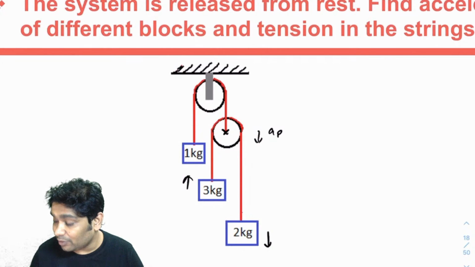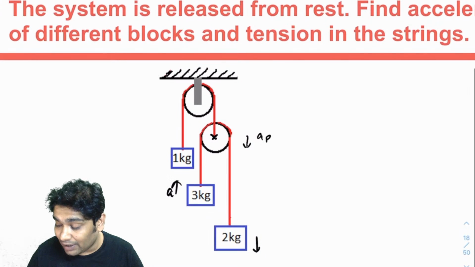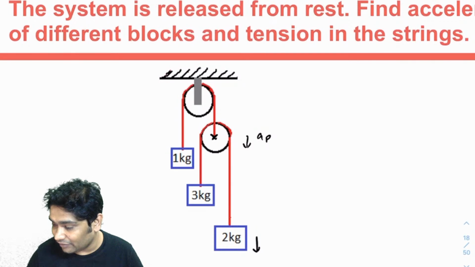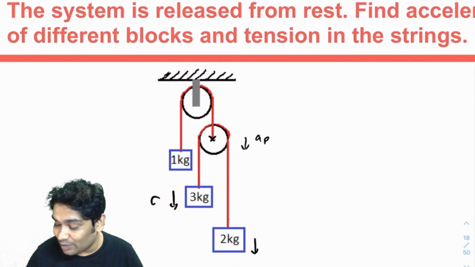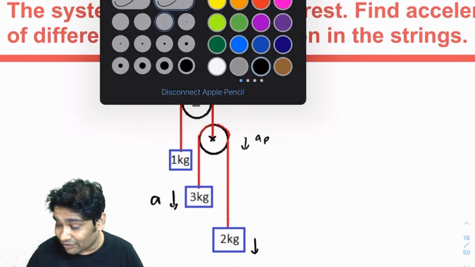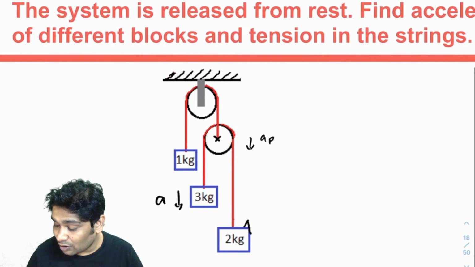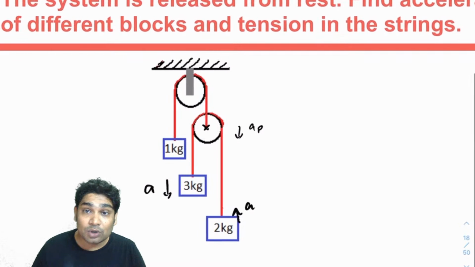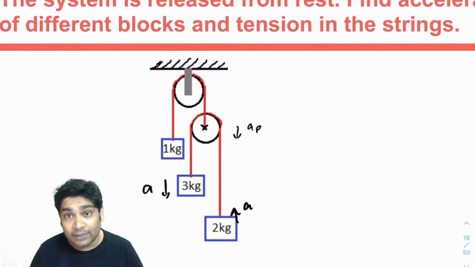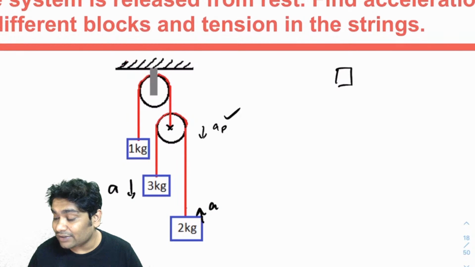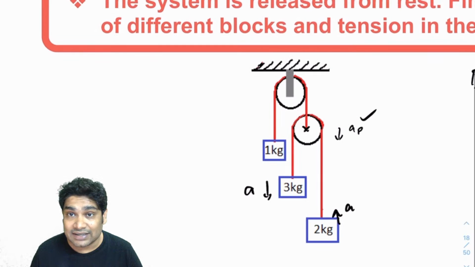In the reference frame of the pulley, if this goes up by A, then this will go down by A. So if this goes down by A, then in this reference frame, the other block would go up by A. So what will be the accelerations of both the blocks in the ground frame? In the ground frame, you add the acceleration of the pulley. I hope you can see that.